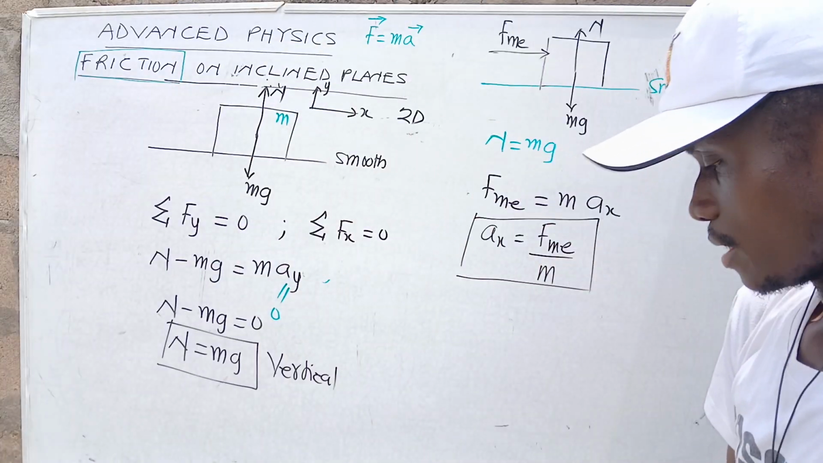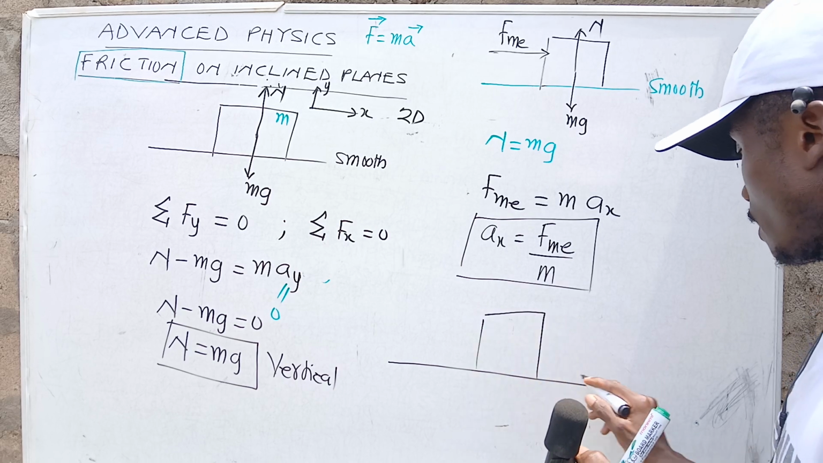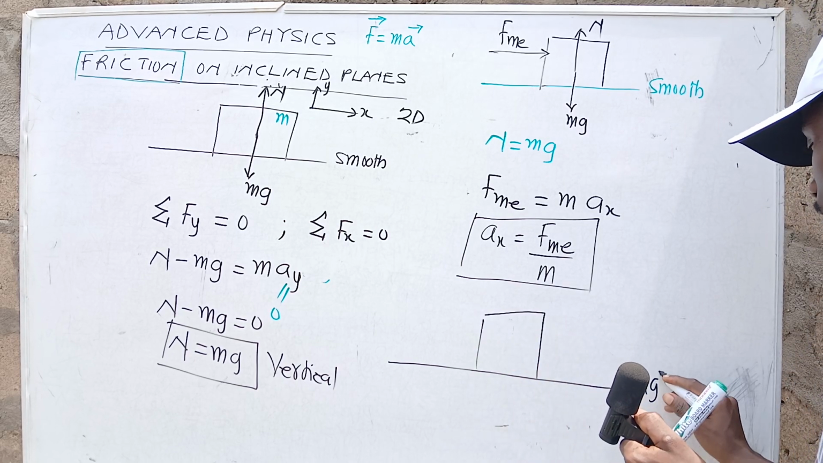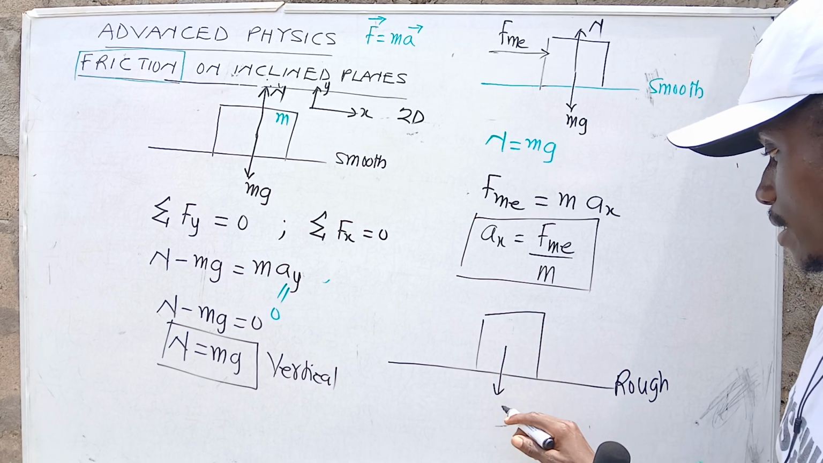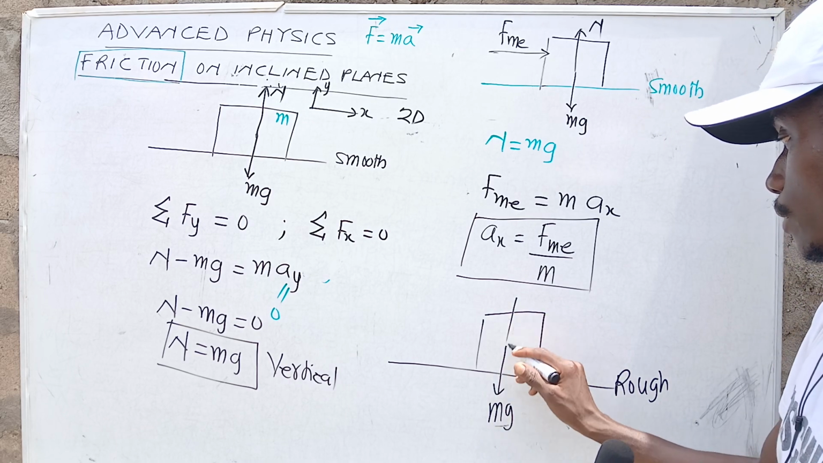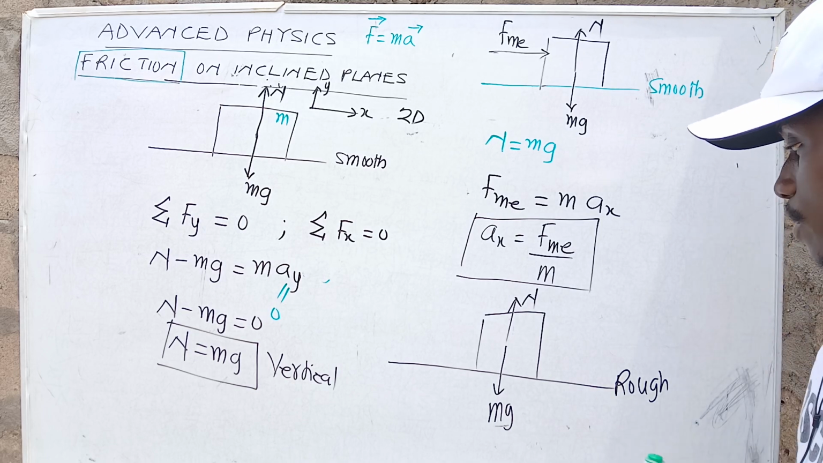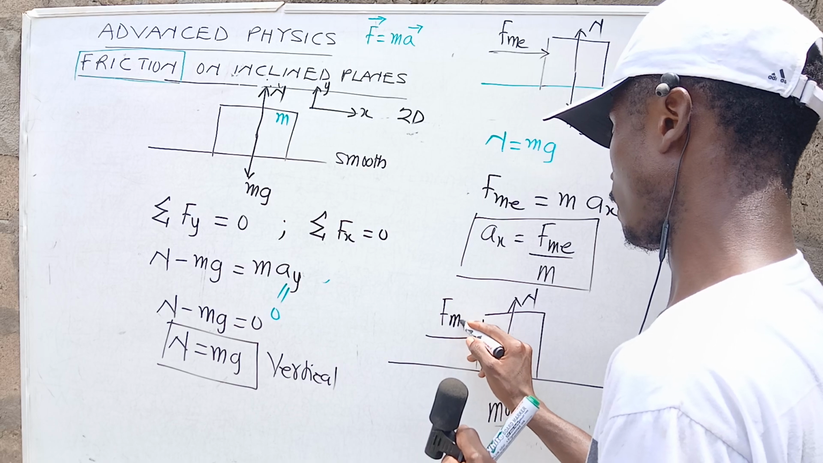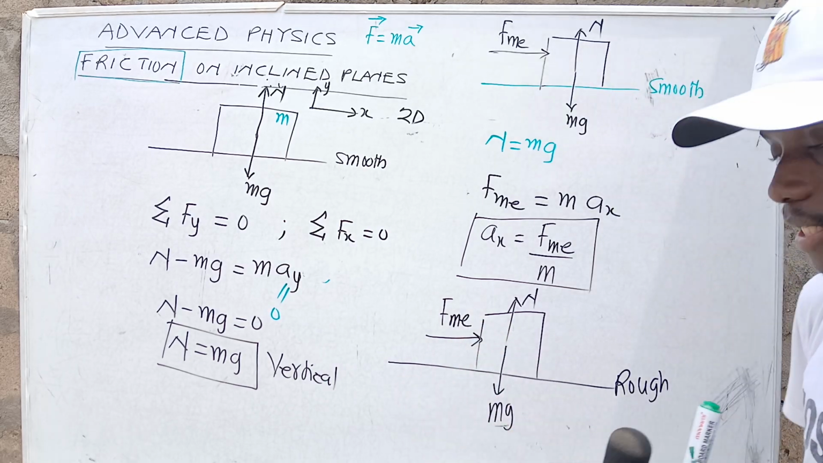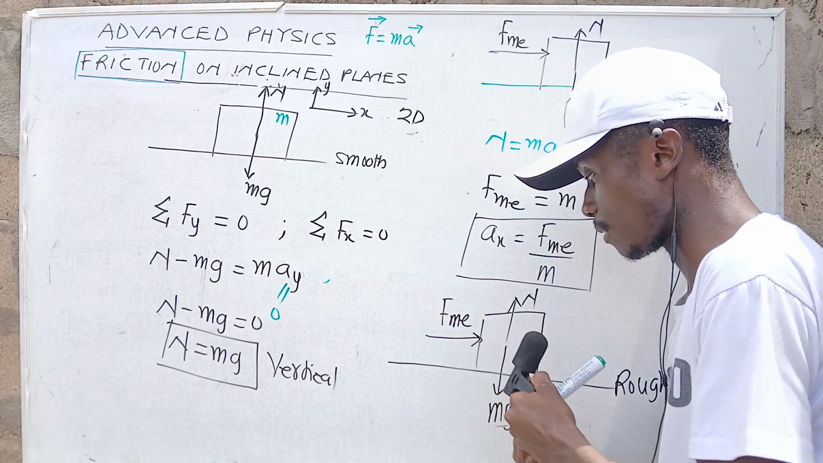Now, it could also be that the surface is rough. And for a rough surface such as this, let me call this a rough surface. Now, the block still is in equilibrium, is at rest. You have mg on it. You have the normal reaction force. Now, the surface is rough. If you apply a force F sub me, because the surface is rough, the object will not start moving. It will not just start moving.